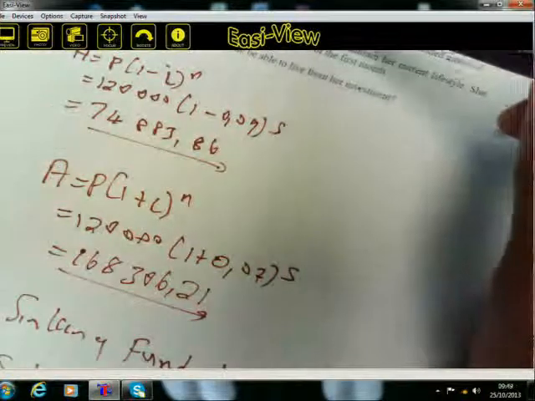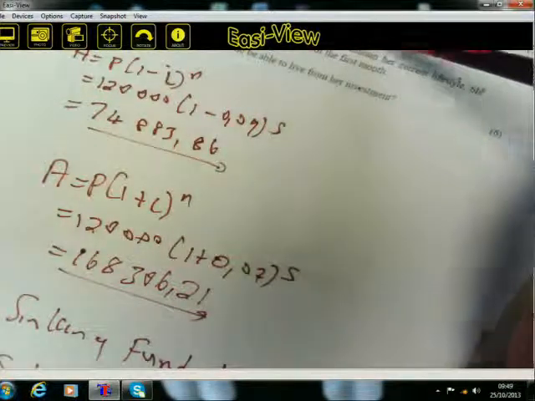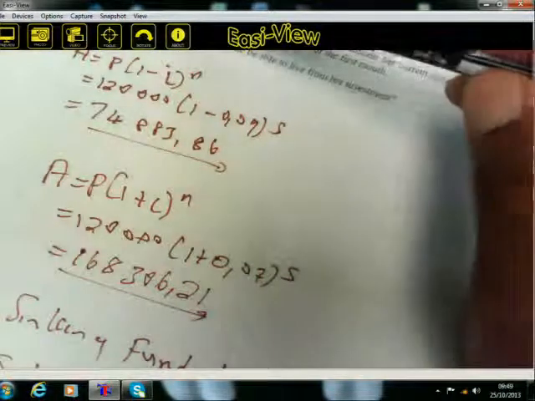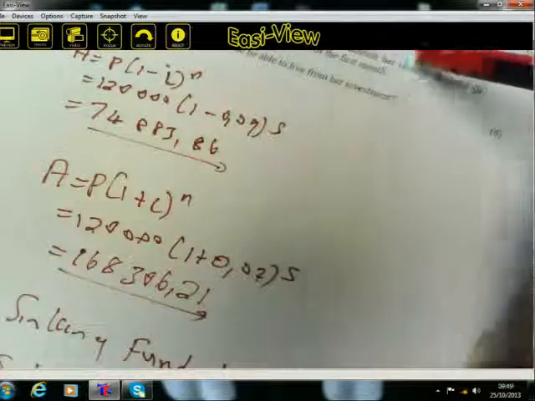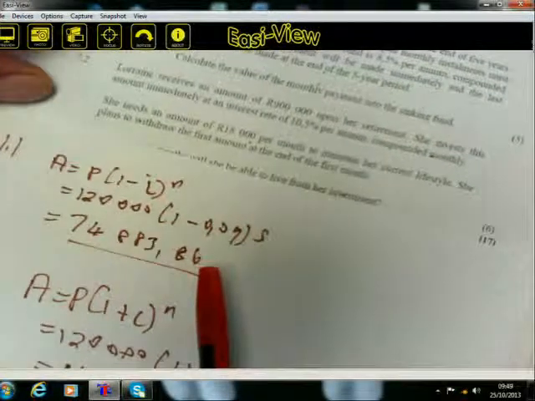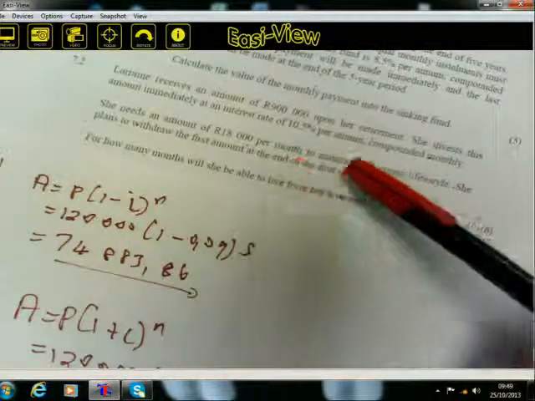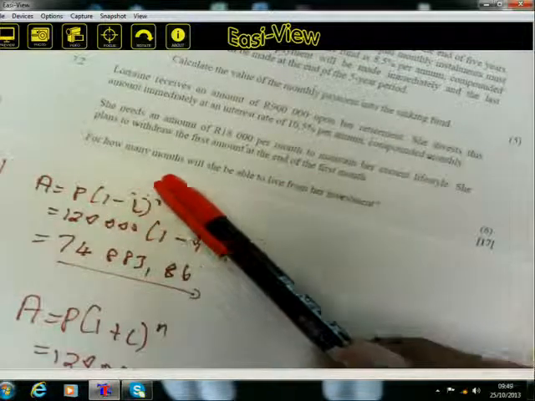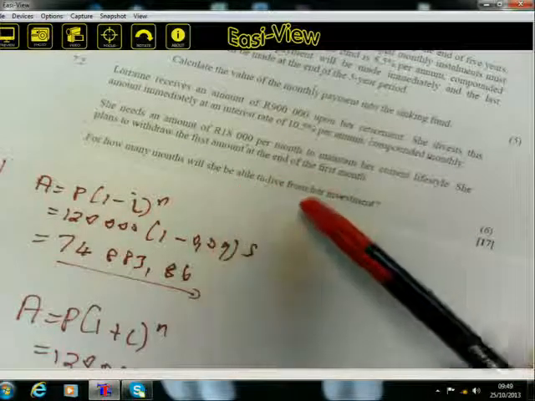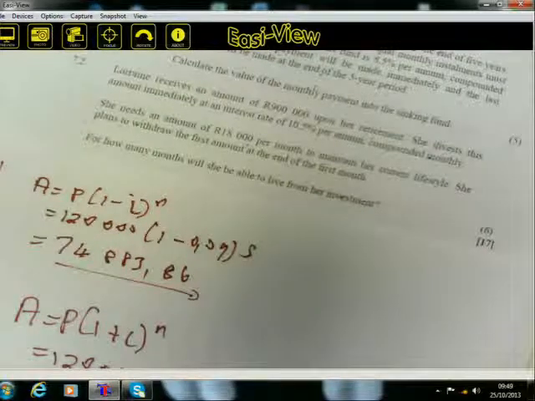Lorraine received an amount of 900,000 upon her retirement. She invested this amount immediately at an interest rate of 10.5% per annum, compounded monthly. She needs an amount of 18,000 per month to maintain her lifestyle. She plans to withdraw the first amount at the end of the first month. Now, for how many months will she be able to live from her investment? Quickly go through 7.2, then I'll respond to your question before we answer this one. I will give you 4 minutes to go through the questions, then we'll discuss it after.